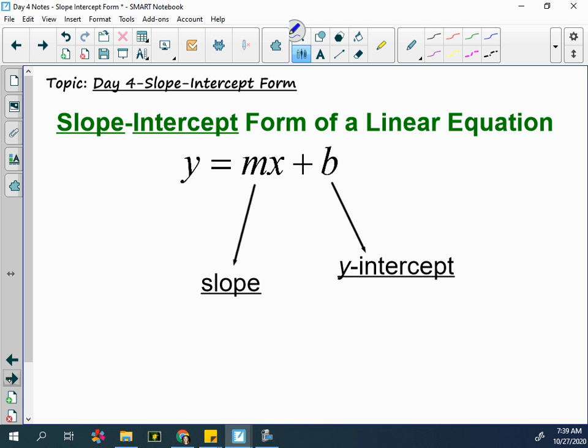Slope, the intercept. Okay? So when we write equations in slope intercept form, we generally can easily calculate the slope and we can get to the y-intercept. If we're doing point slope, we probably just can get to the slope and we just have a point to put in our equation. Okay, so slope intercept form of a linear equation, y equals mx plus b.